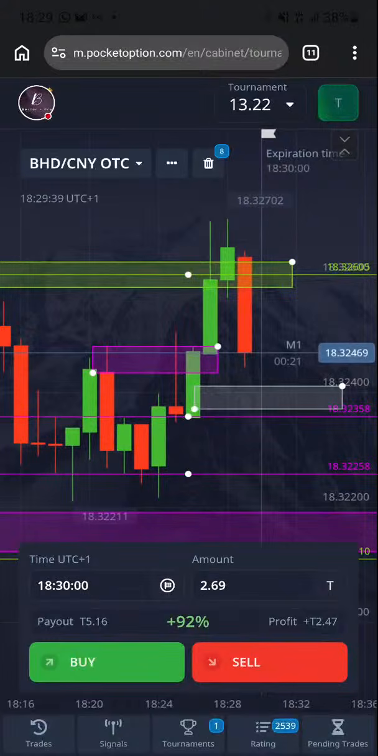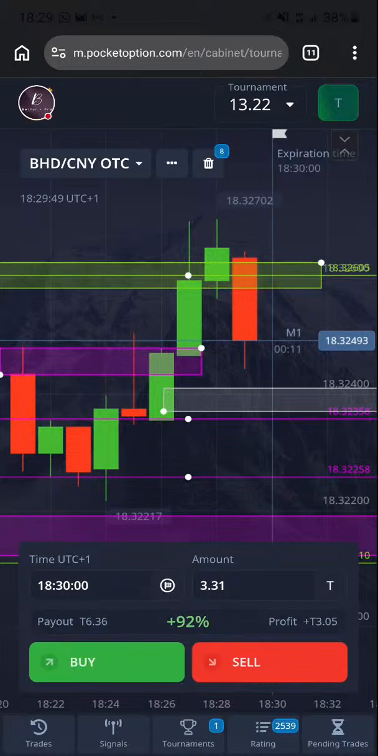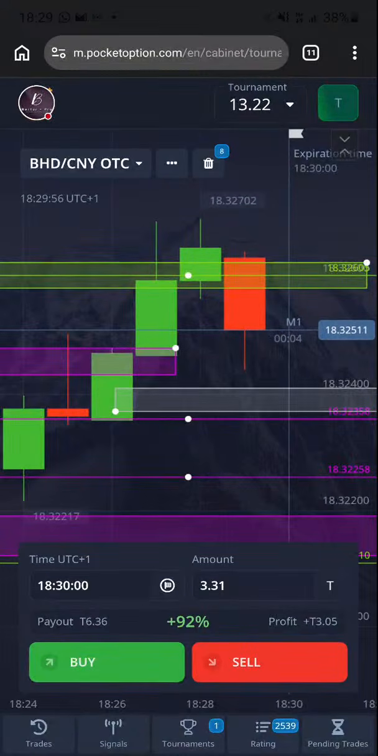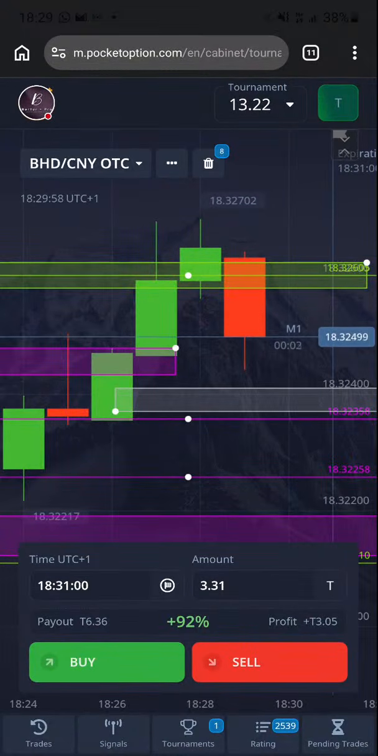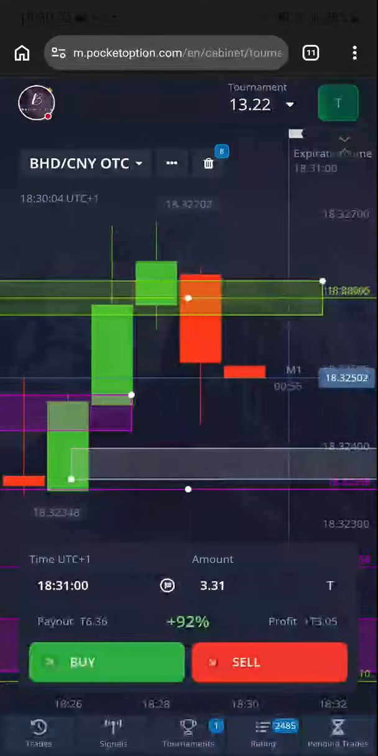I'm going to take the trade. Immediately it touches that round number down there. This is where our entry is down here. Is this 18.32400? That's where our entry is.